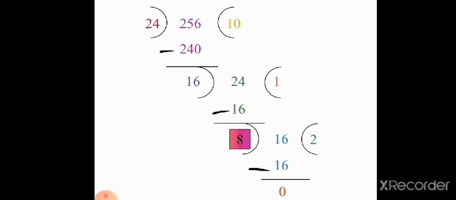So we will continue this process until the last remainder is 0. In the case of HCF, the last divisor will be our answer. So here the answer is 8.